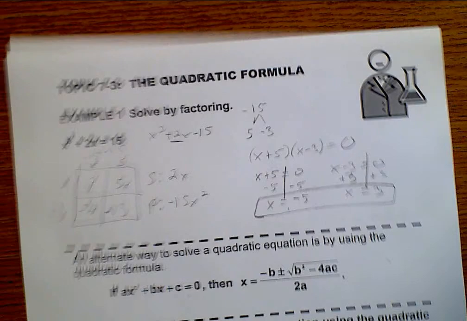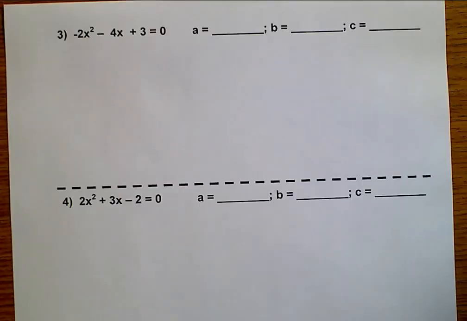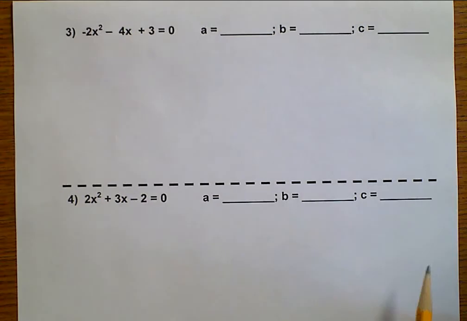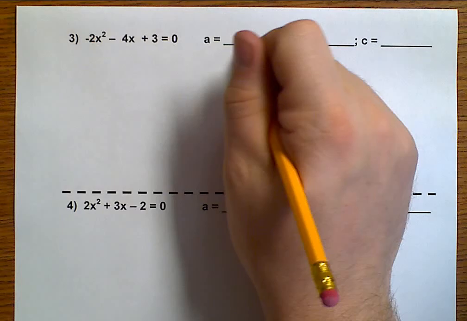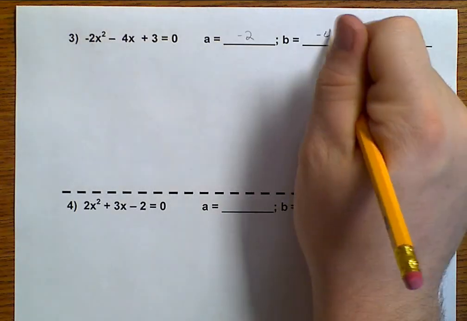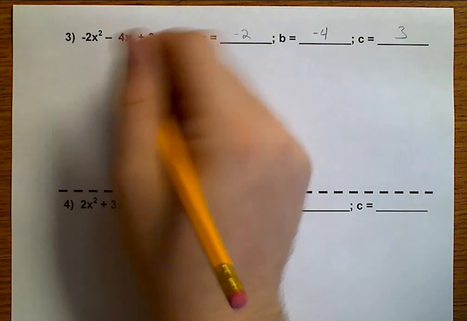But now we're going to go ahead and move to number 3. So we plug in our numbers. I have negative 2 for A, negative 4 for B, and 3 for C. So we start plugging these in.